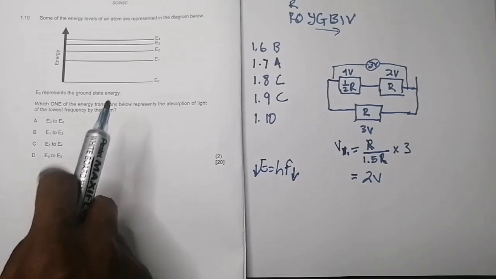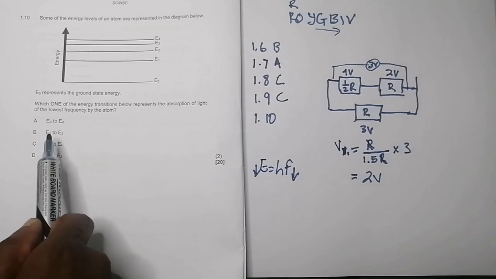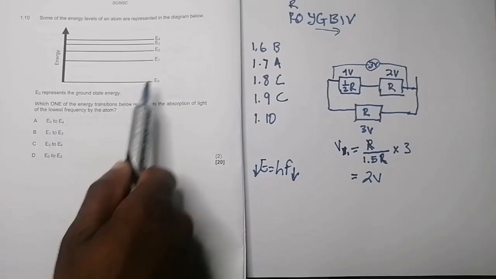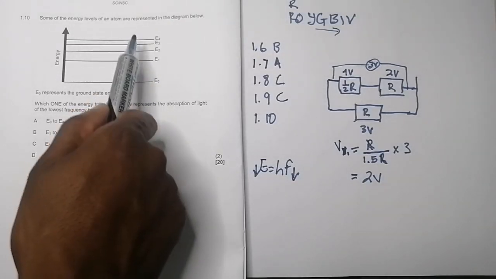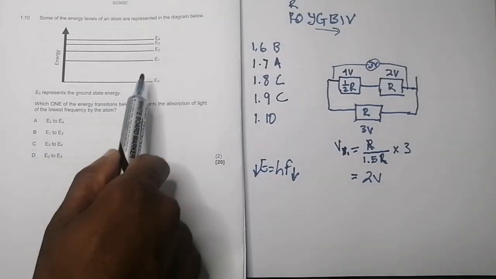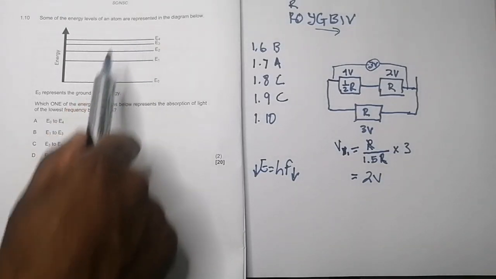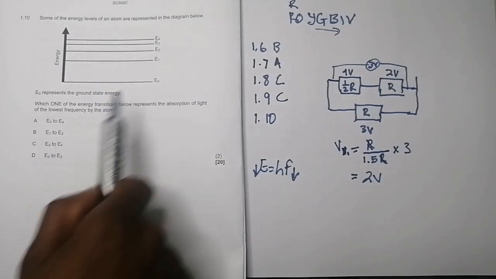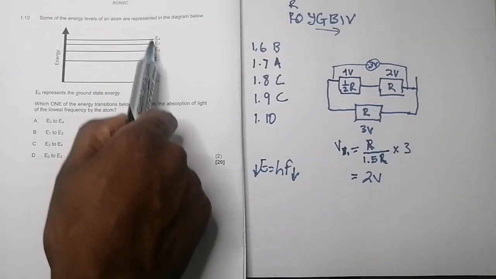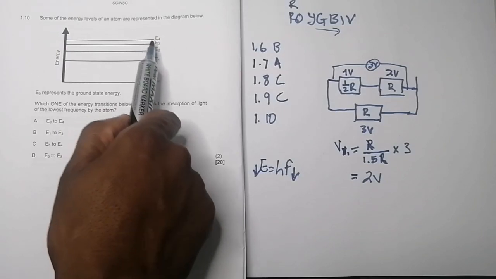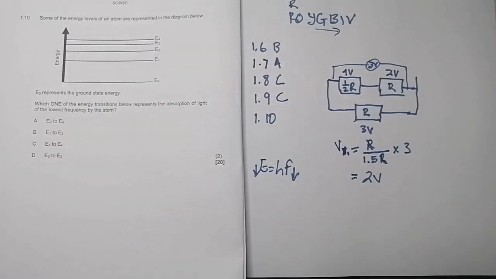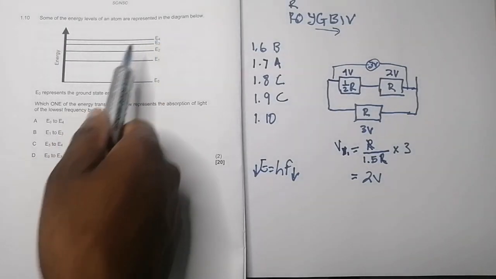So if I look at the options that I have, E0 to E4, that's quite a big jump, isn't it? E1 to E3, okay, it's 2 energy levels up. E3 to E4, can you see it's only 1 energy level up, right? So in that case, I would say that would be the one, and that's E3 to E4.